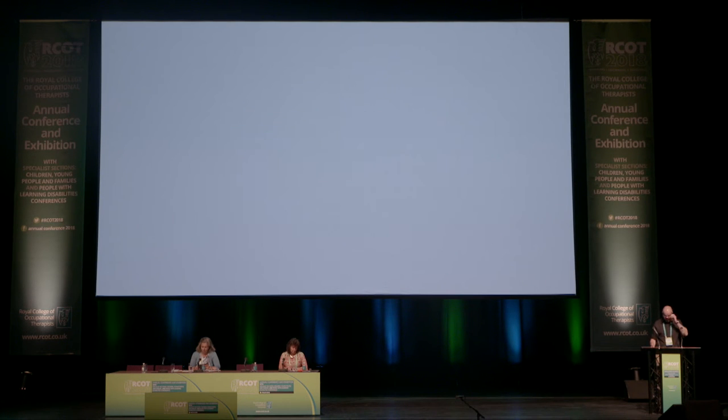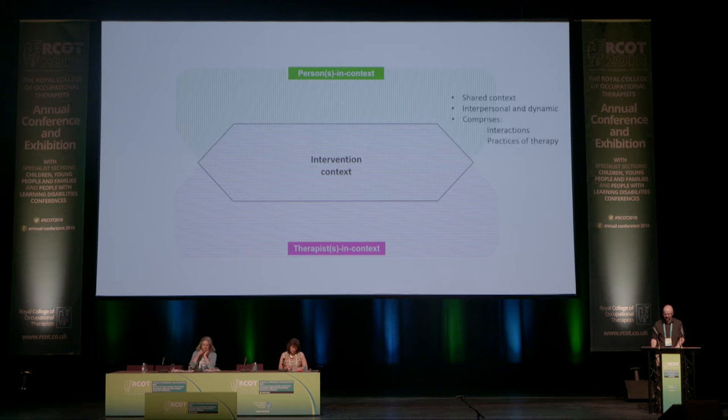When a person in context and a therapist in context come together, they create a shared third context, an intervention context. This is an inherently interpersonal and dynamic space, which comprises the interactions between a person and their therapist and influences the shared occupational components that form therapeutic practice.